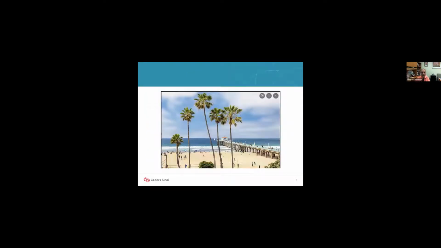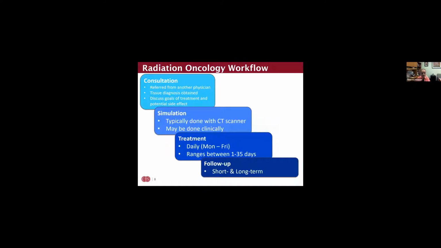Now, how do we get radiation? We don't send our patients to the beach. There are actually machines that they have. So what's the whole process? Our surgeons, our medical oncologists holler to us and say, can you see this patient? And before that, in a multi-conference, we actually talk about cases. We say this patient may benefit from radiation, this patient may not benefit from treatment. So they're referred to us.